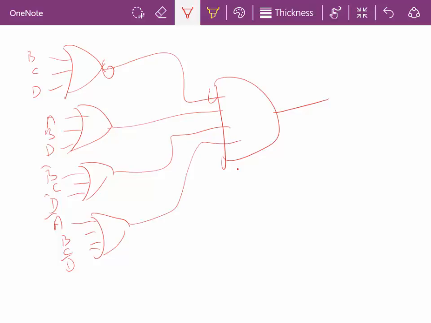Do the same stuff with the bubbles right there. Right here, right there, and I could go through the discussion. This is actually a NOR gate by definition. So now I've implemented the circuit using nothing but NOR gates.